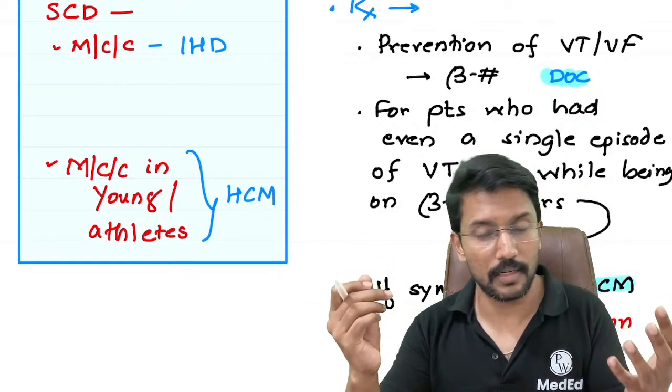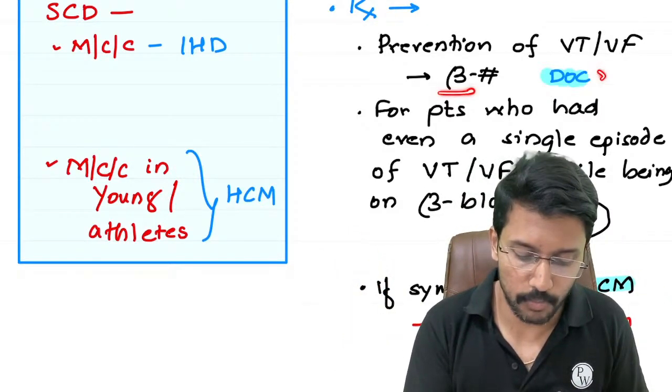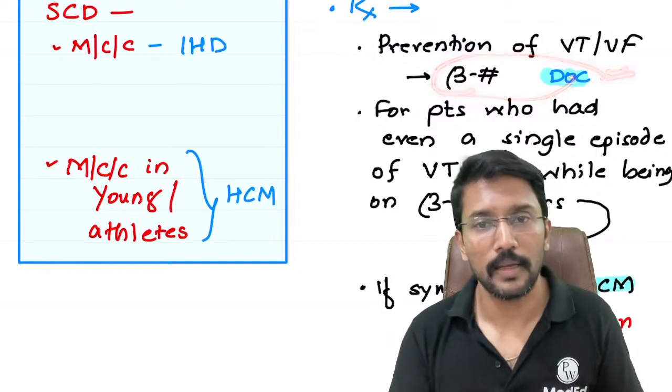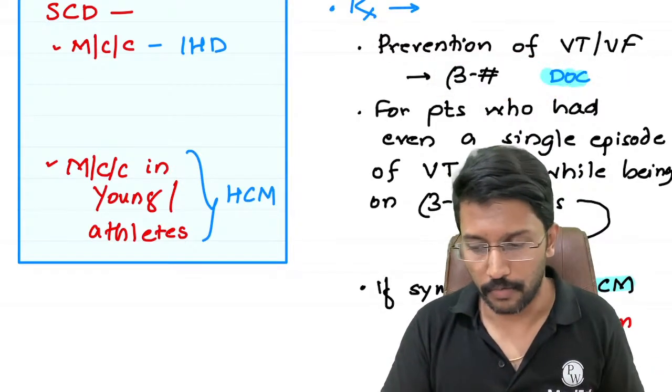Second thing, adrenaline is the link between the sudden cardiac death and the exertion. So I can block the adrenaline's effect by giving beta blockers. So beta blockers become the drug of choice for the prevention of VT and VF.